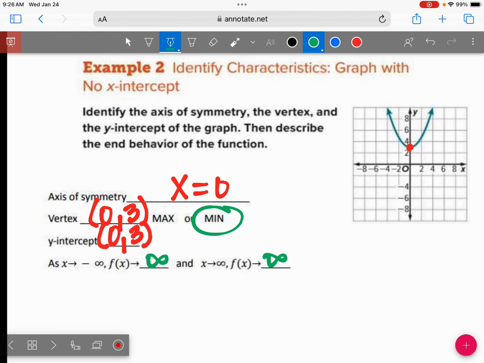Check your answers against mine and see if you have the same thing. So your vertex and your y-intercept are both at 0, 3. It's a minimum because it's a smile. Your axis of symmetry is at x equals 0. And both arrows are going up. So whenever your arrows are going up, we say that it is a positive infinity for your end behaviors. If the arrows go down, then that's a negative infinity.